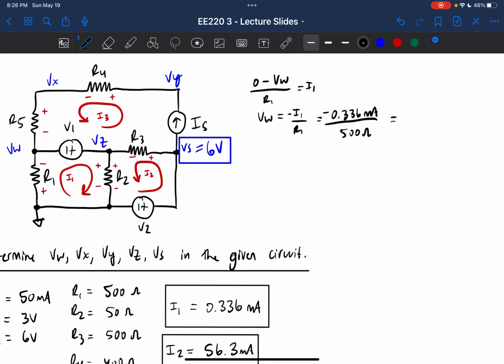Is that correct? No, it's not. I'm getting something ridiculously small. All right, I'm going to have to take a second. Oh, I see why. I multiply by R1, not divide by R1. So this is going to be I1 times R1. I1 times R1, which is going to be... that makes more sense.